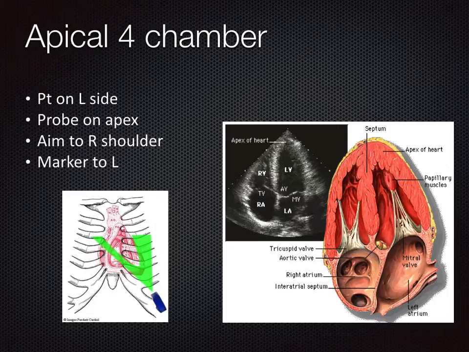and basically we're aiming our probe up from the apex beat really up to the right shoulder, and this will give us a view of both chambers side by side. So on the left there'll be the right ventricle, tricuspid valve, and below it the right atrium, and on the right the thicker walled left ventricle, mitral valve, and left atrium below.